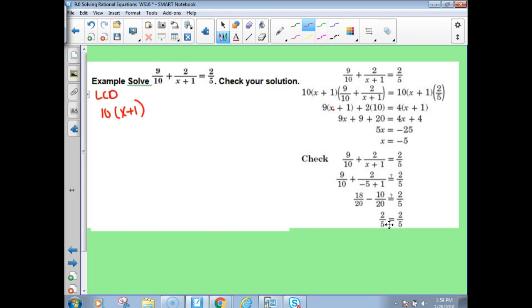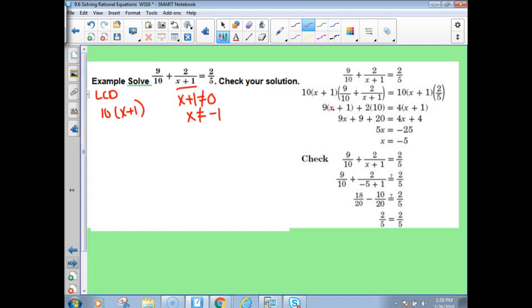But once you get through with the result, you need to check. In this particular situation, there was a 0 that you have to exclude from the domain because x plus 1 can't equal 0. So it would have been x can't equal negative 1. That would be your exclusion to the domain.